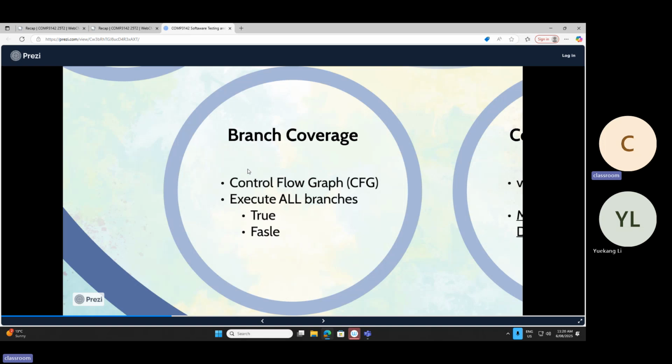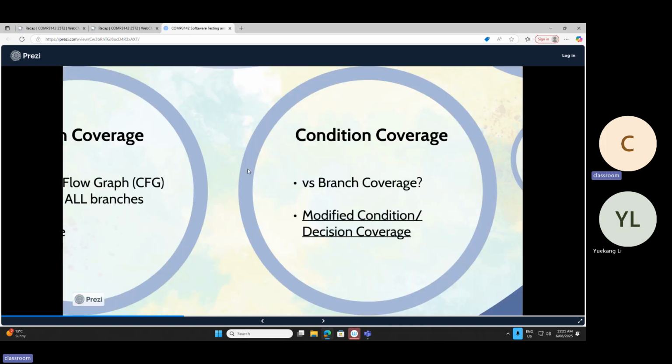So the target of branch coverage is to execute all the branches. Basically, we want to cover not only all the basic blocks, but also all the edges connecting the basic blocks, right? So this is the basic idea of branch coverage.